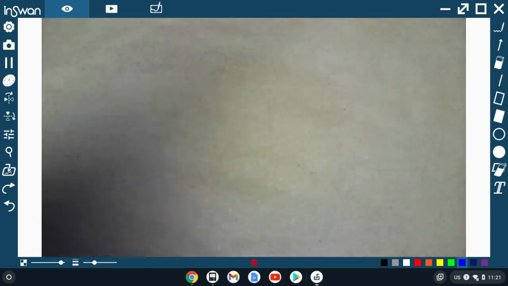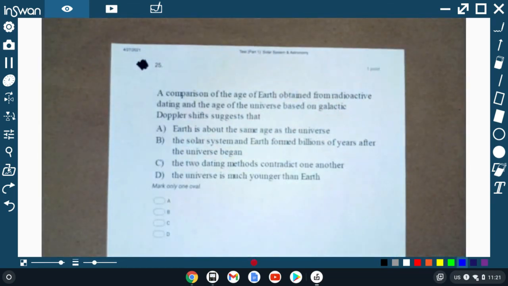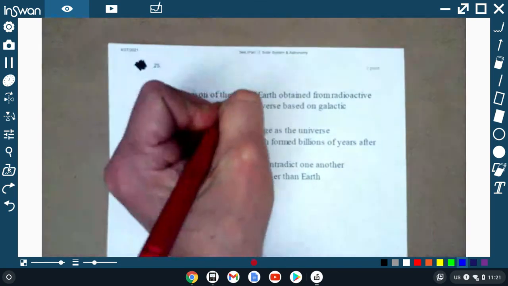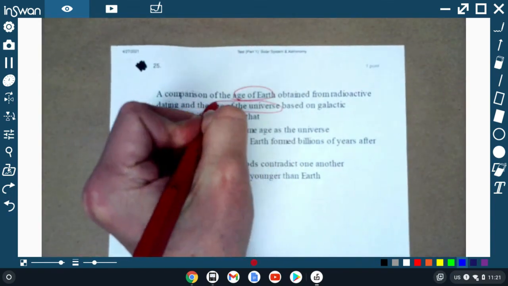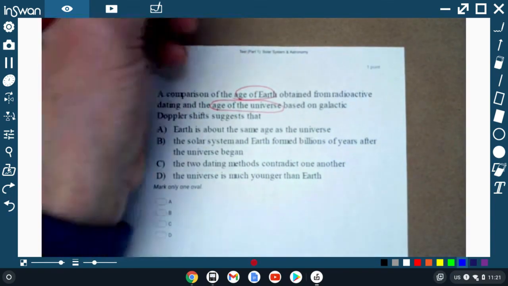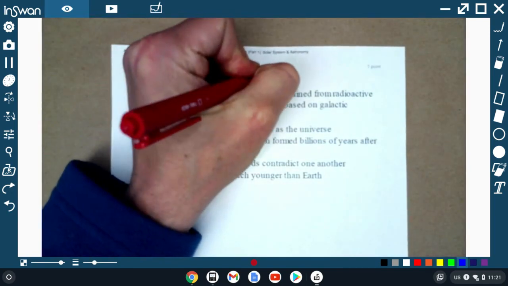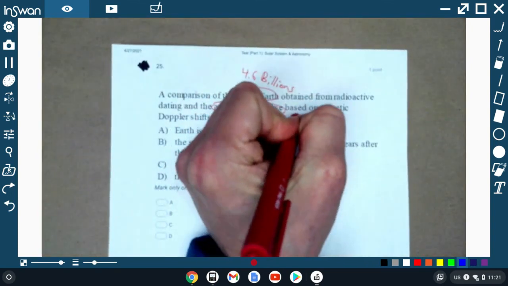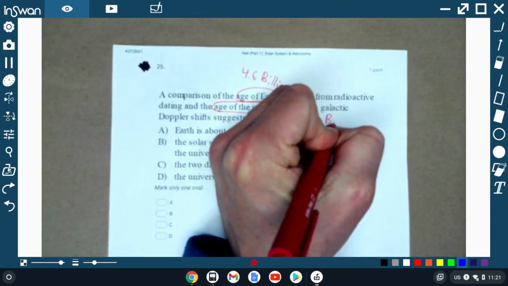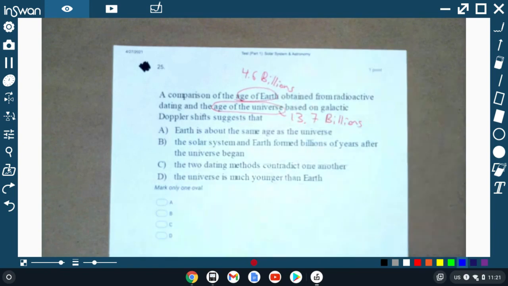Now the last question for part 1 for our test. A comparison of the age of Earth obtained from radioactive dating and the age of the universe, based on galactic Doppler shifts, suggests that. All right, so what are they really saying? All right, age of the Earth, okay, and then age of the universe. So which one? Well, remember, Earth is 4.6 billion years, and the universe is 13.7 billion. So which one's older?